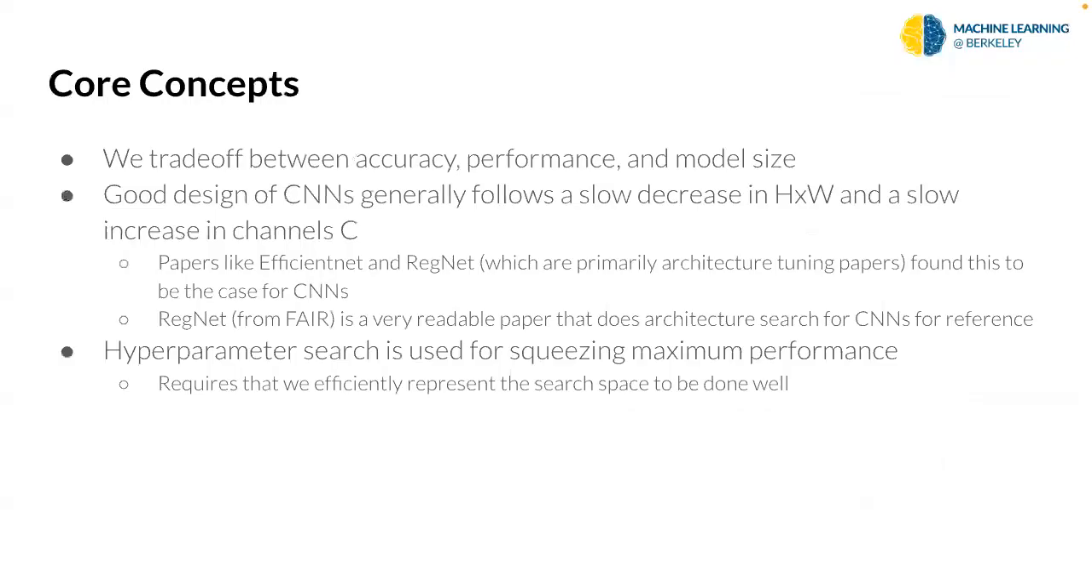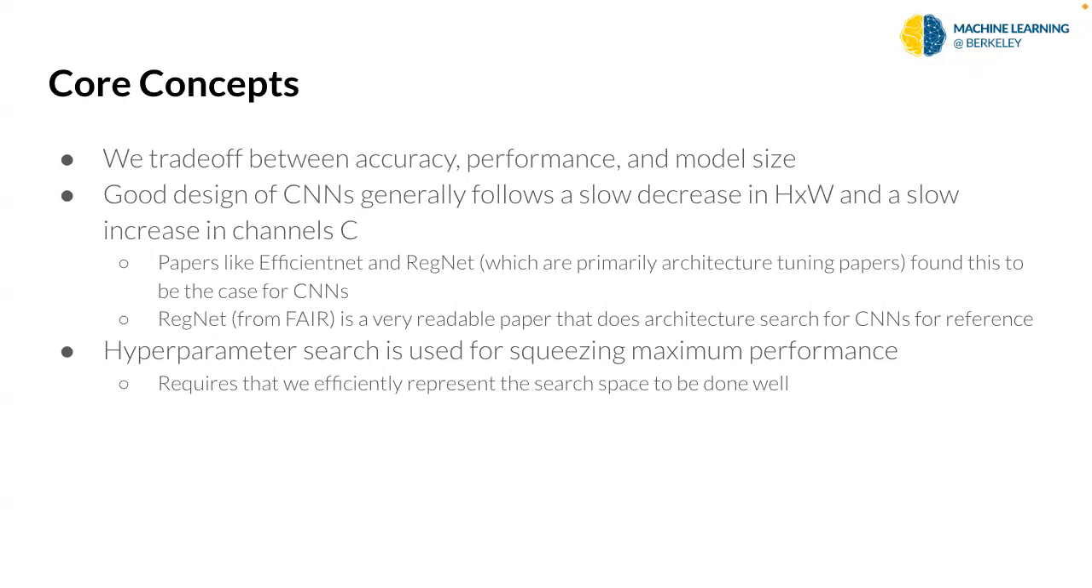Wonderful. And so some takeaways in terms of core concepts. First of all, the models we design are going to be trade-offs between accuracy, performance, and model size. Even if you look at Inception V3 and MobileNet, there was some trade-off in performance and model size, right? If you want to make the model smaller and more performant, we might trade off accuracy a little bit and vice versa. Good design of convolutional neural networks generally follows a slow decrease in the height and width and a slow increase in the number of channels.